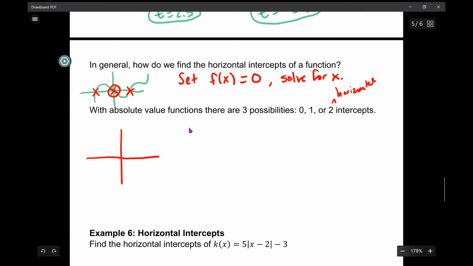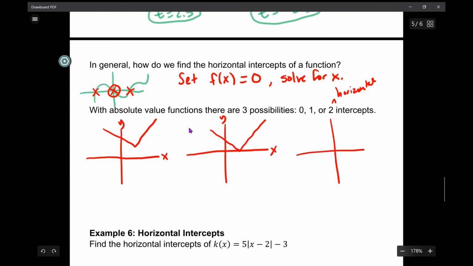So an absolute value function could look like that, and it has no horizontal intercepts. It could be completely above, or it could be completely below the x-axis. If it had 1, maybe it just comes down like this, and just touches and comes right back up. That would be 1 horizontal intercept. Or we could have one that comes back, crosses over, and backs up, and then we would have 2 horizontal intercepts. So those are the 3 choices. You can't have more than that.